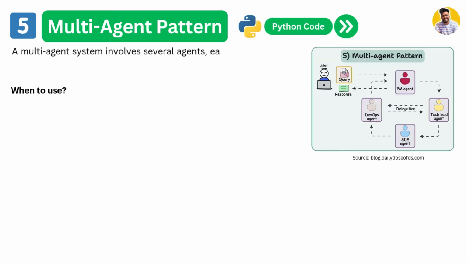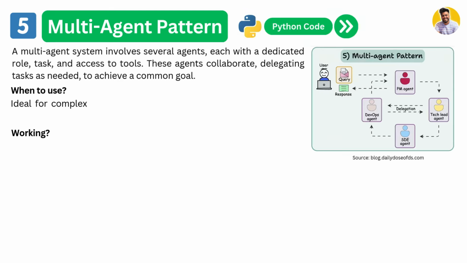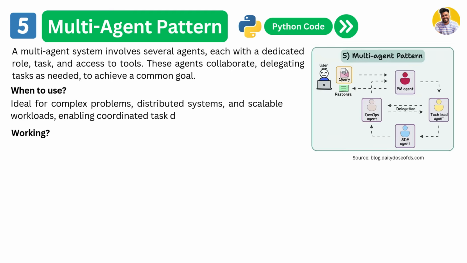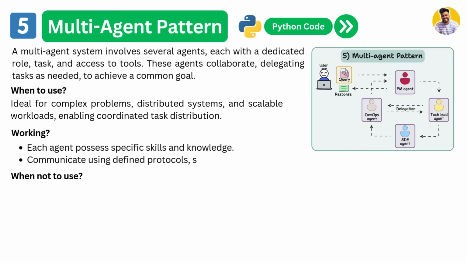In this pattern, we involve multiple AI agents, each with a dedicated role, task, and access to tools. These agents collaborate and delegate tasks as needed to achieve a common goal. This pattern is best for complex problems when you have distributed systems and scalable workloads, and when you want to enable coordinated task distribution. This works as each agent possesses specific skills and knowledge and can communicate with predefined protocols, APIs, and shared info, and can delegate tasks to the other agents and improve performance as well.